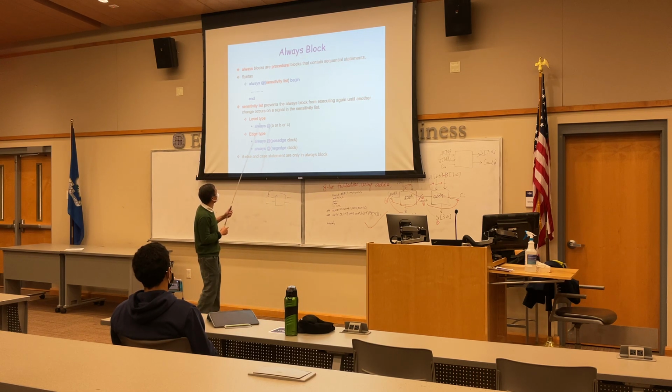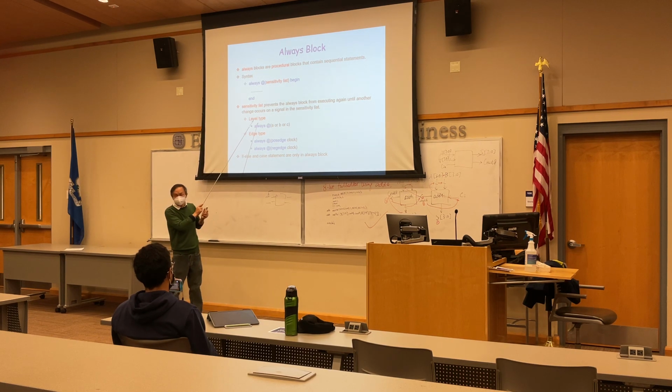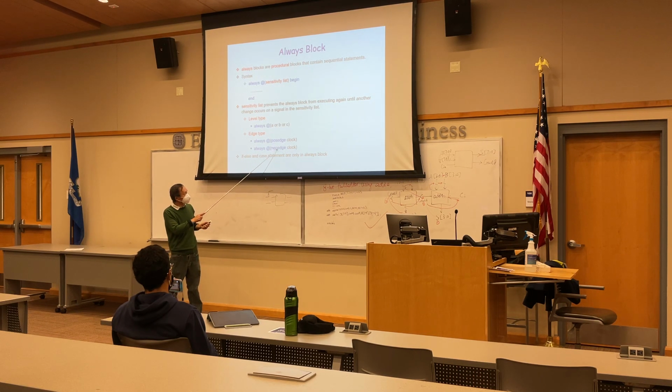Sensitivity list, then we just be sensitive to this. Now, we can be sensitive to the value, the level. If the level changes, I'm going to re-evaluate. Or I can say, I'm sensitive to your edge, for example, flip-flops, edge-triggered. Then we can use a positive edge or negative edge. So always add a positive edge of clock, or always add a negative edge of clock. Then we're going to do something.